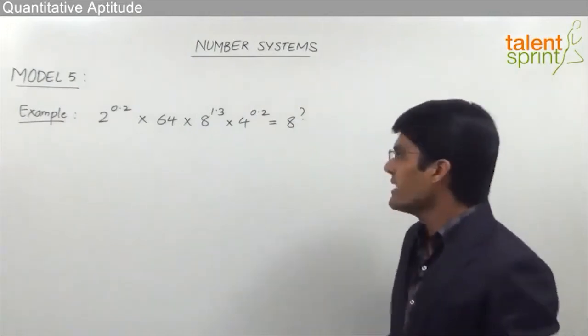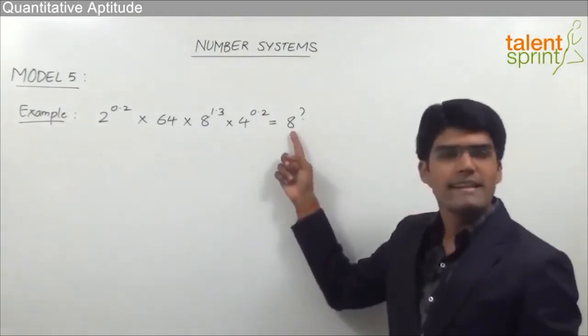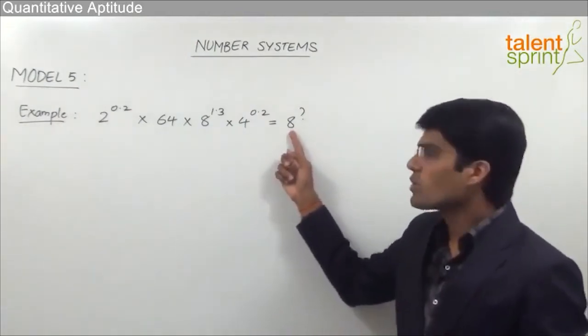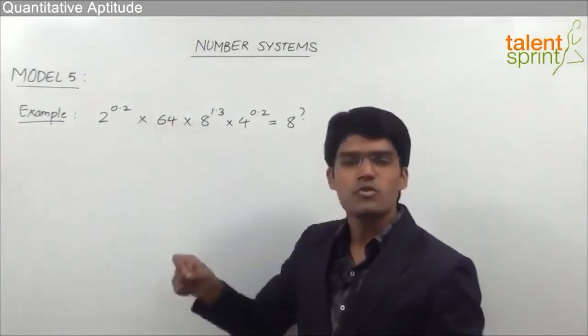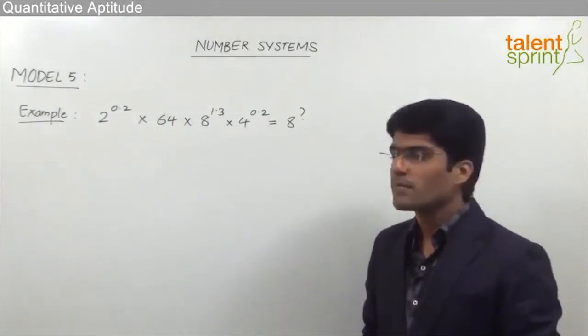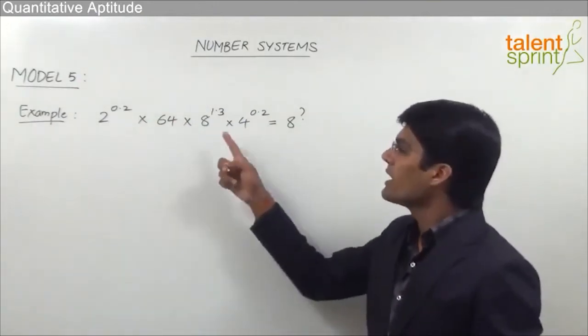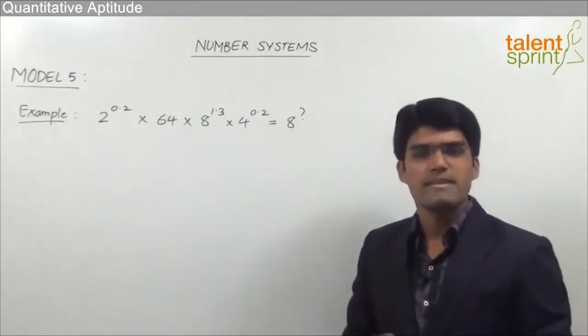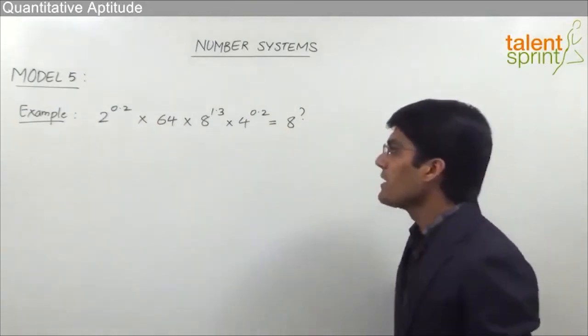And we are supposed to find out what comes in place of the question mark here. To solve this question, as we can see, the base on the right hand side is equal to 8. So all the bases on the left hand side should be made equal to 8 with the help of different rules that we have learned. Let us see how we can convert everything in terms of the base 8 on the left hand side.